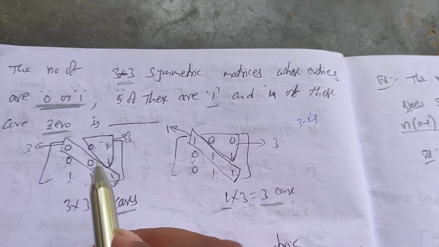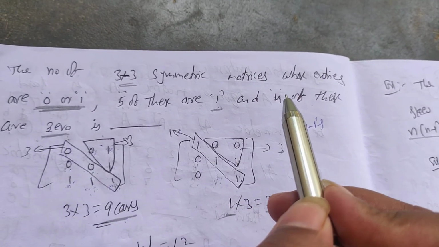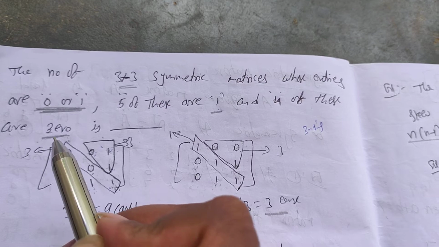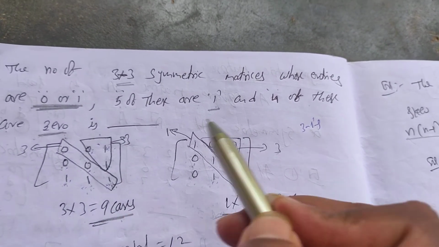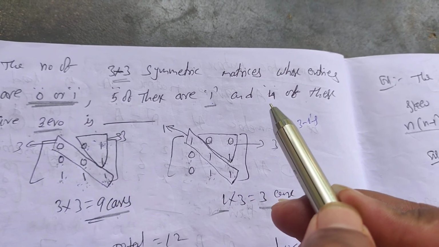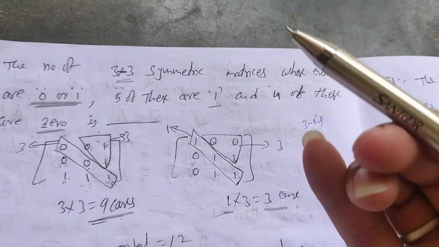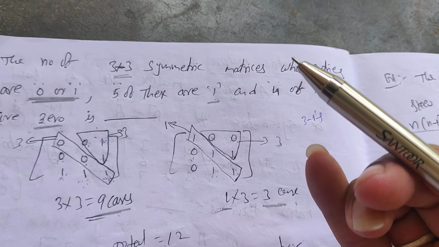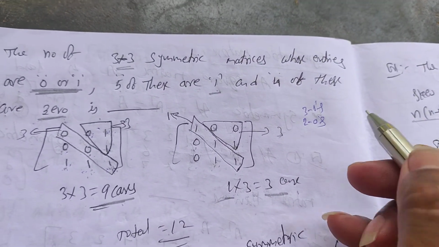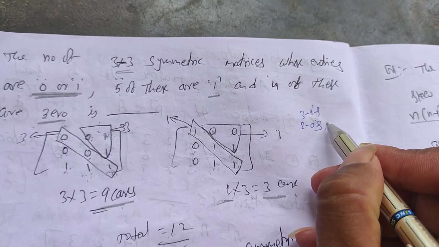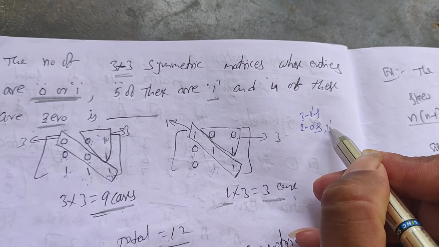Next, if you fill with 2 zeros, is it possible to fill the remaining blank places? Yes. Here 4 of these are zeros, so we can fill 2 zeros, because if you fill 2 zeros, remaining we have 2 zeros, no problem. So we can fill with 2 zeros. Then the remaining diagonal place we should fill with 1.